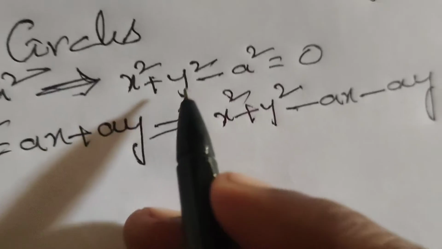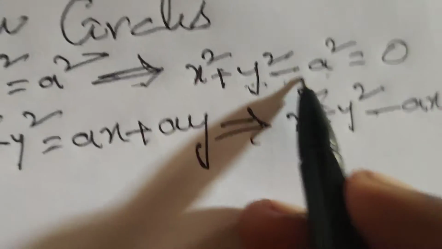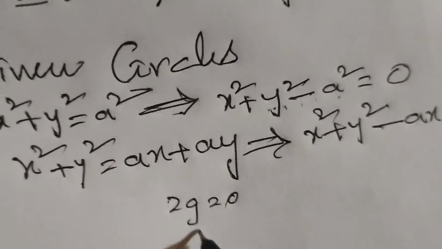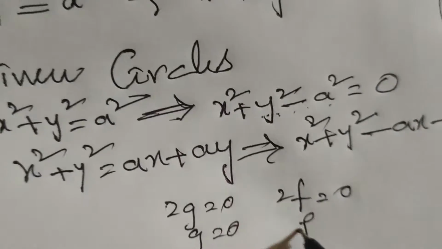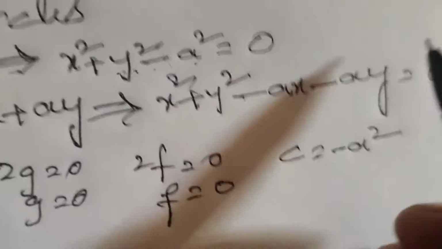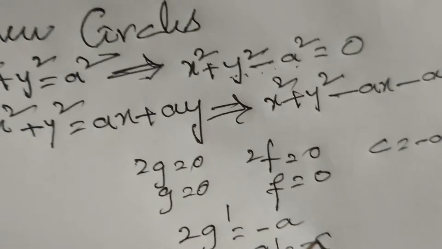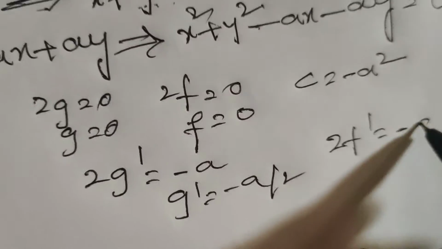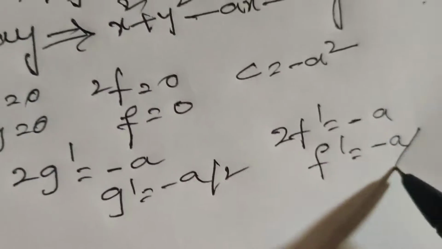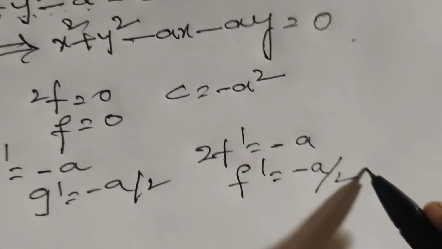Comparing with the general equation of the circle, for the first circle G = 0 and F = 0, and only the constant is there: C = −a². So 2G = 0, G = 0; 2F = 0, F = 0; only the constant term C = −a². For the other circle, S' = 0, 2G' = −a, so G' = −a/2, and 2F' = −a, so F' = −a/2. Here C' = 0.